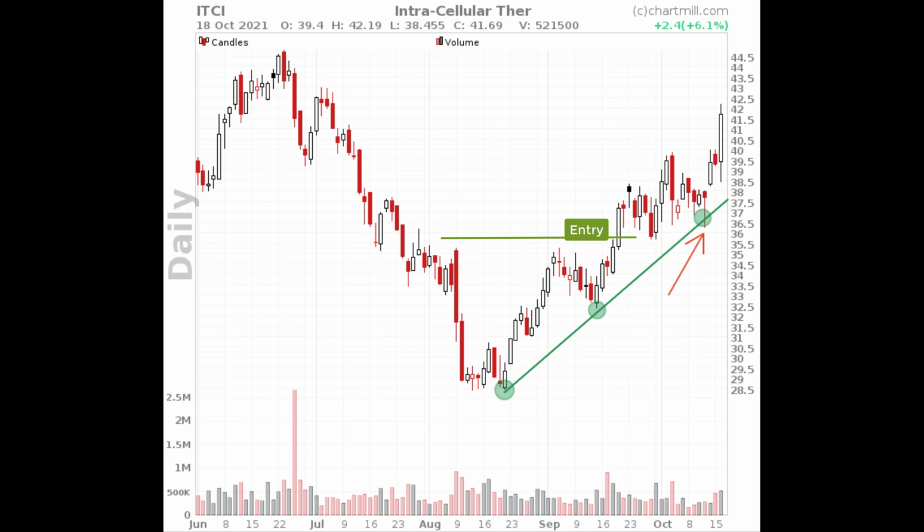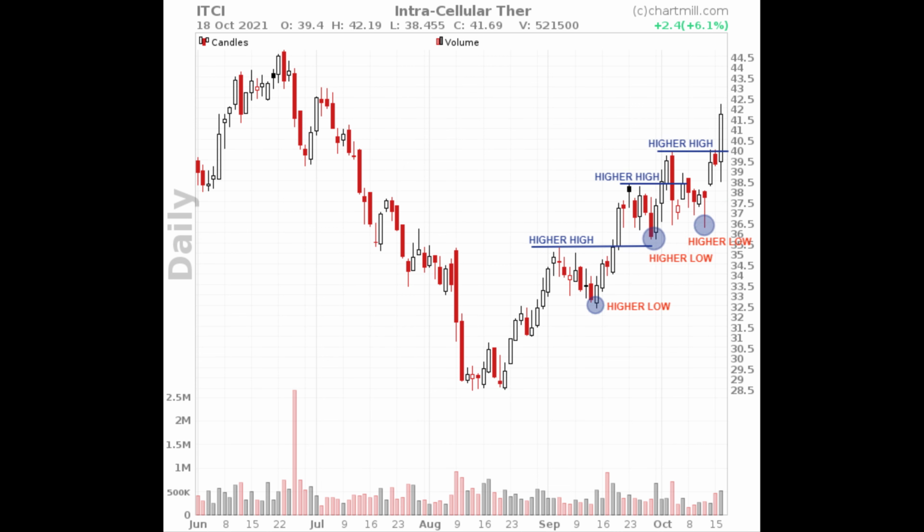A trend line. As soon as the first candle closes below the ascending trend line, move the stop loss just below the low of that candle. Using swing points, higher highs and higher lows. As soon as a new higher high is established, move the stop loss to just below the most recent higher low.